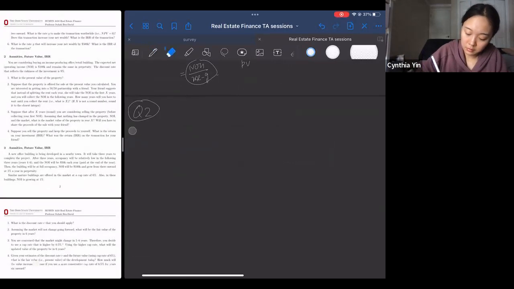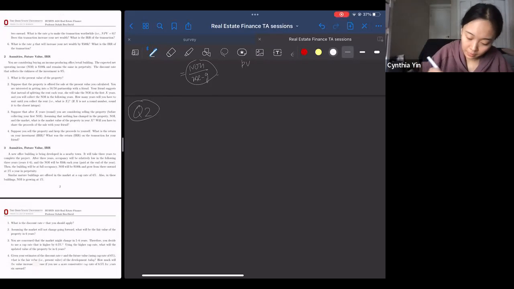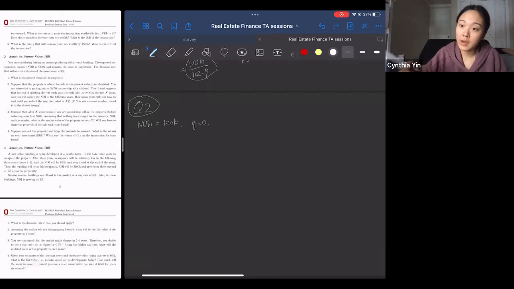Okay, on top of everything. So before the questions, question two gives you some information. First is your NOI next period is 100K, and it will remain the same, which means G equals 0. There's no growth rate. And the discount rate reflects the riskiness of the investment, which is the fair discount rate, R equals 9%.